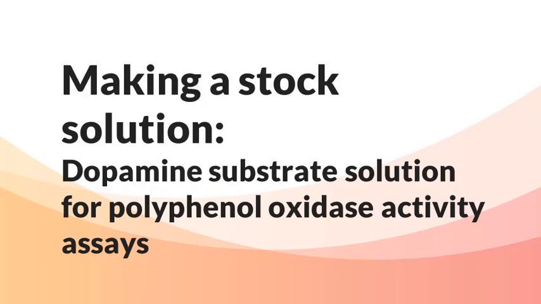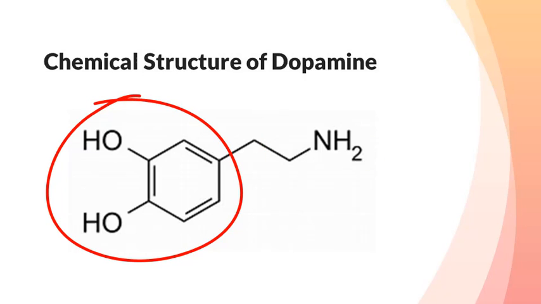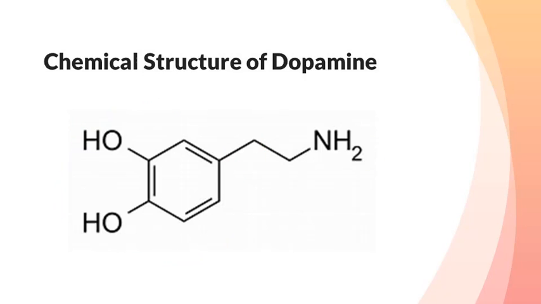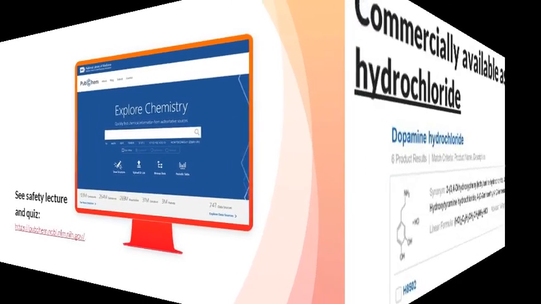The first part of this video is dedicated to making a stock solution, for example, a substrate solution for an enzyme activity assay. Here we choose dopamine. Dopamine clearly has an amine group and then a catechol group as well, so it's a catecholamine. You already looked up dopamine in another assignment.